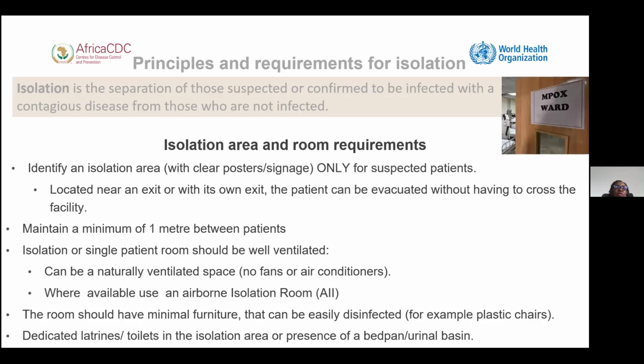It should have a unique exit or be close to its own exit, so that the suspected patients will not cross the whole hospital area, because if he's suspected, he can actually contaminate the environment or the patients and the staff. We should maintain a minimum of 1 meter between patients, though in isolation, we need a single well-ventilated room. The ideal will be to have a negative pressure room, but if we don't have that, a well-ventilated space will do. We need minimum material available.